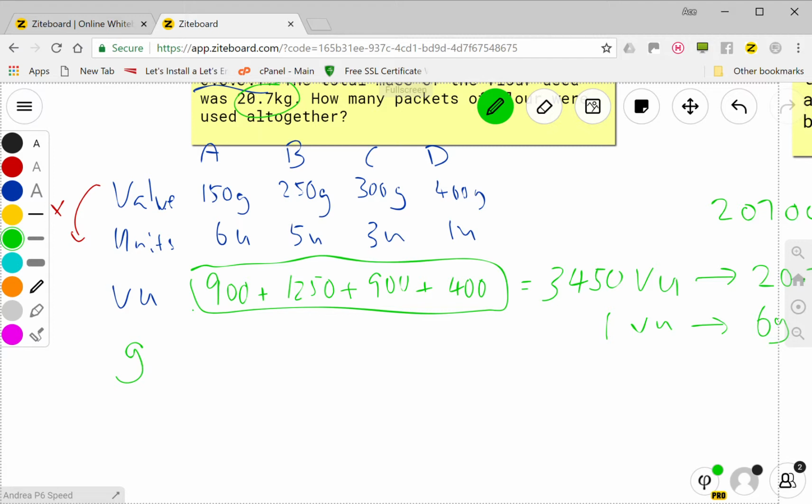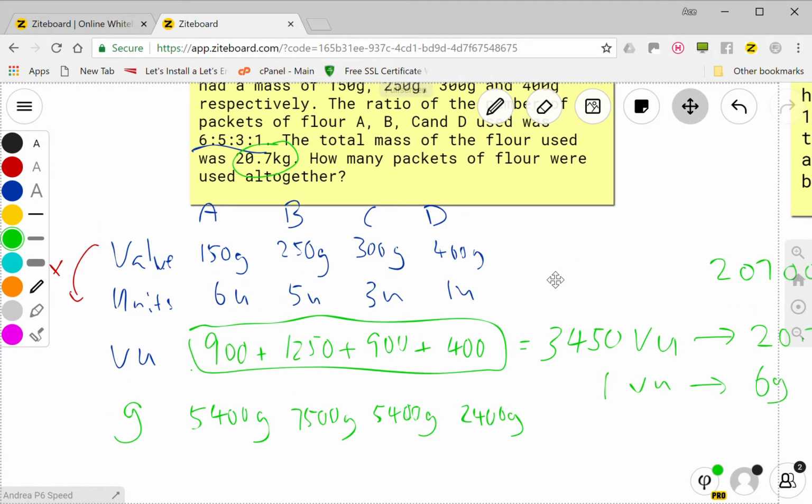900 times 6, I get 5400 grams. Then 1250 times 6 is 7,500 grams, and this is 2,400. The significance of this once again is the total mass of A. This is the total mass of B, and this is the total mass of C and total mass of D. So the question is how many packets were used altogether.